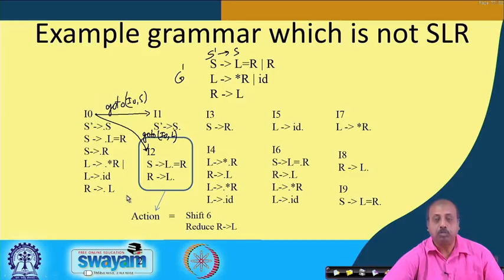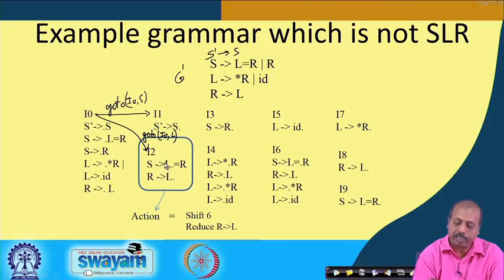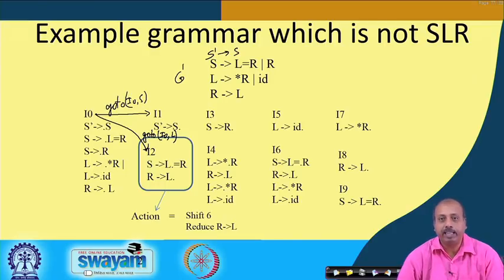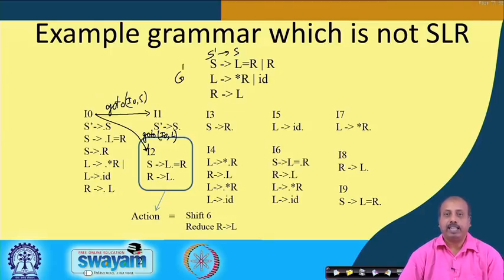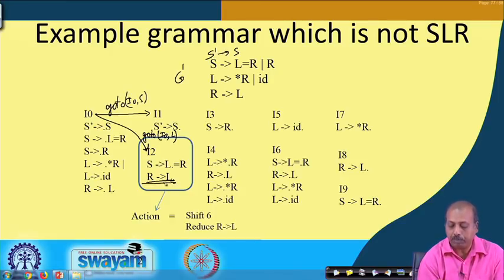Say this item I2. S producing L dot equal to R: the first item says that I have seen a portion of the string from which I can derive L, and I am expecting the next input symbol to be equal to. Now, what is the action? If the next input symbol is equal to, I do a shift. The first item tells me that. The second item says that even if you see equal to, you better do a reduction by this rule, R producing L dot.